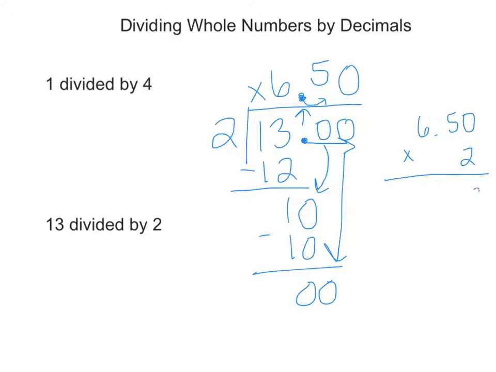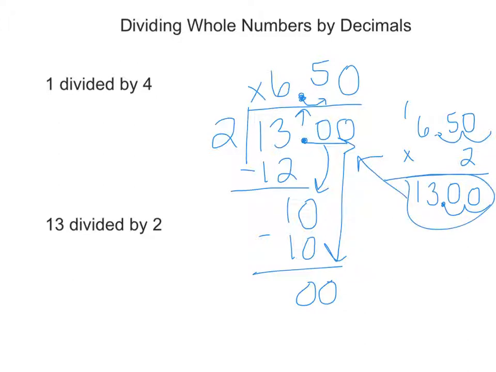2 times 0 is 0. 2 times 5 is 10. 2 times 6 is 12, and 12 plus 1 is 13. Now I look to the problem. There are 2 numbers behind the decimal in the problem, which means there are 2 numbers behind it in my answer. And I got 13, which is what I started with.